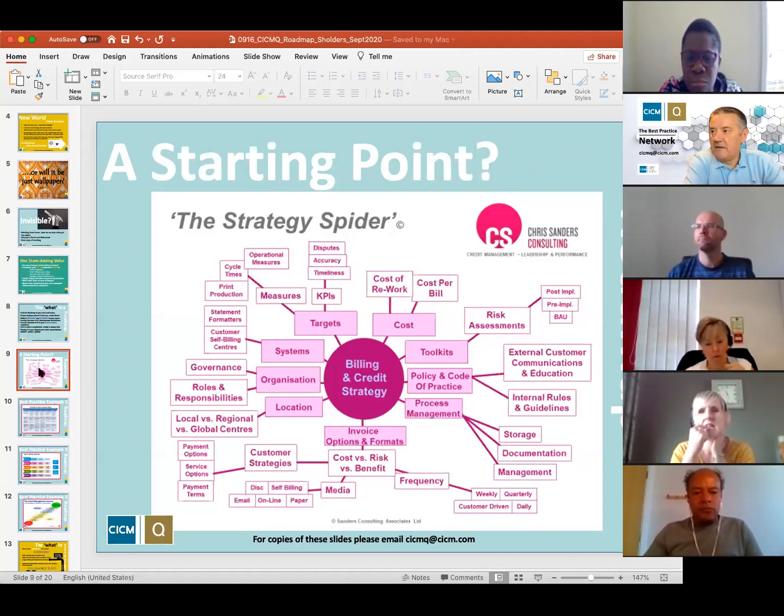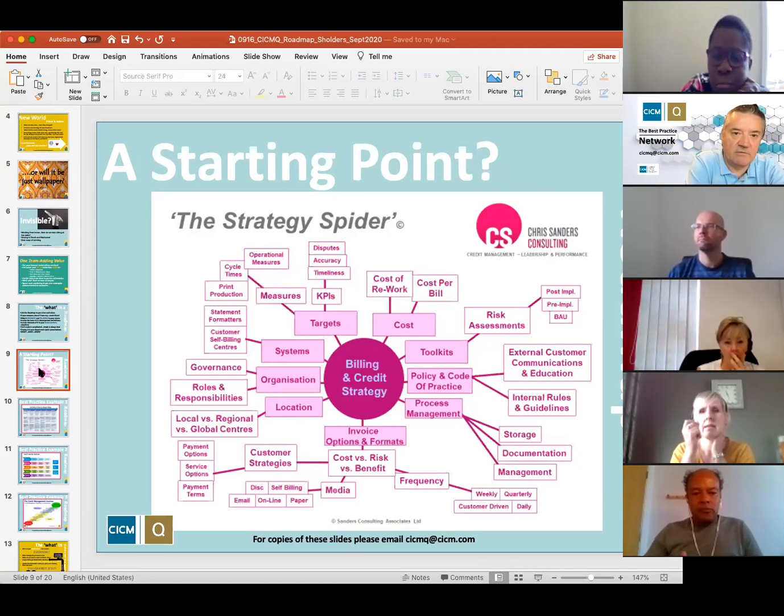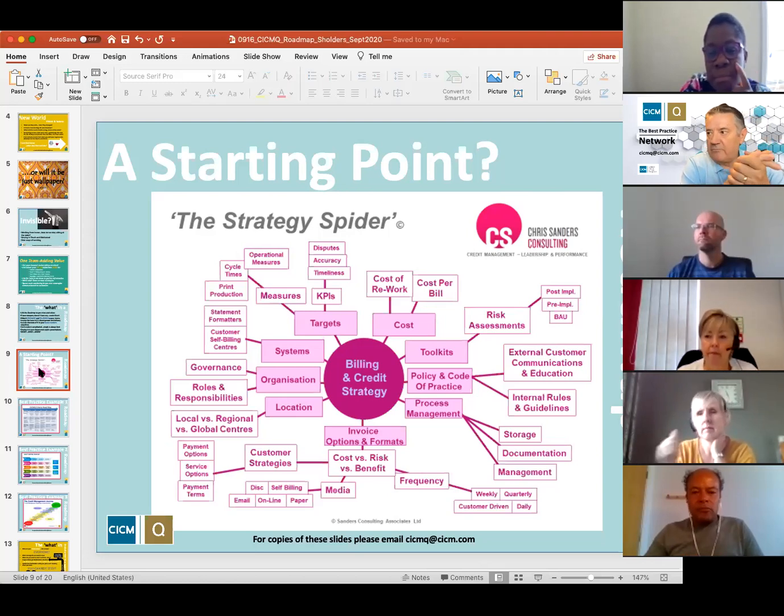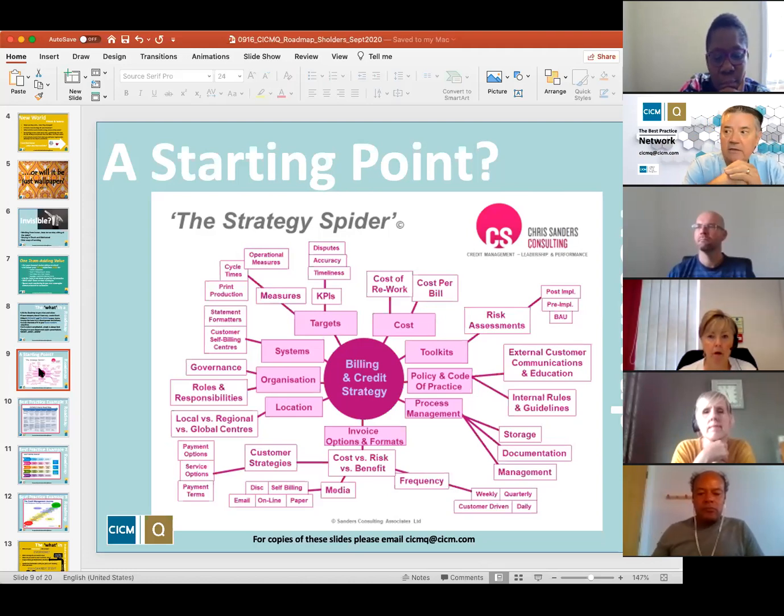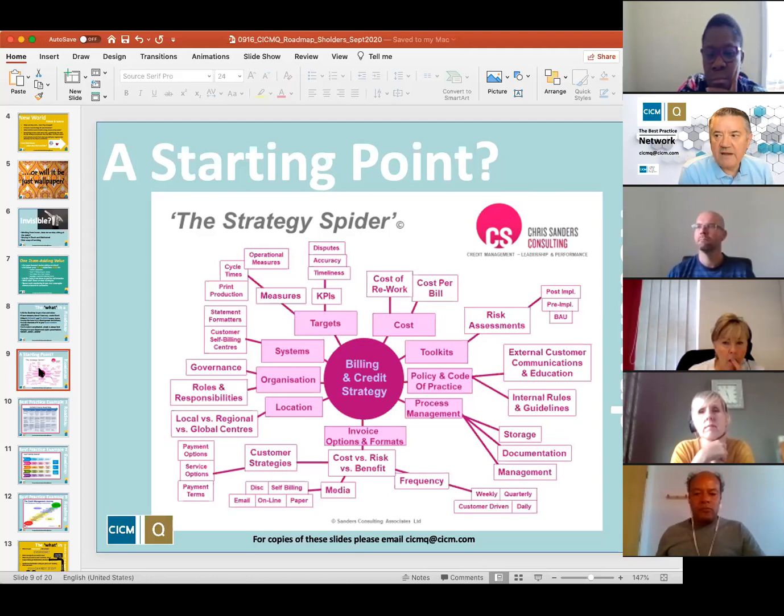Toolkits, risk assessments, post-implementation and pre-implementation toolkits for new customers. Thinking about policy and code of practice, external customer communications. How do you communicate your credit policy to your customers? Internal rules and guidelines. How do you communicate your credit policy and rules to your team, so your organization generally? Looking at process management. Where do you keep this stuff? What documentation do you have? How do you manage that? Invoice options and formats, cost and risk and benefit of the different types of invoicing that you do.